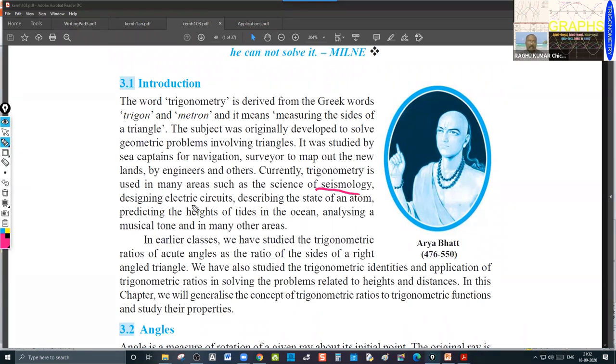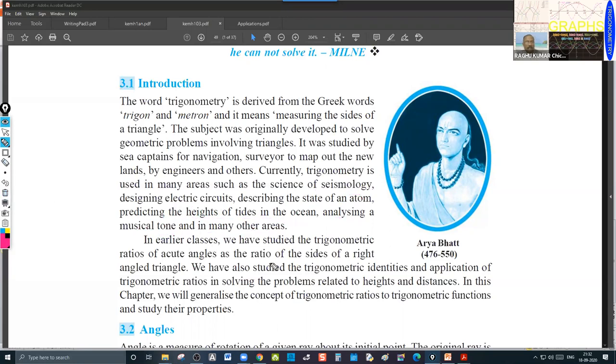Seismology, designing electric circuits, describing the state of an atom, predicting the heights of tides in the ocean, analyzing a musical tone, and many other areas use it. So now, what do we have to understand with regard to this, and what is the beginning of trigonometry?